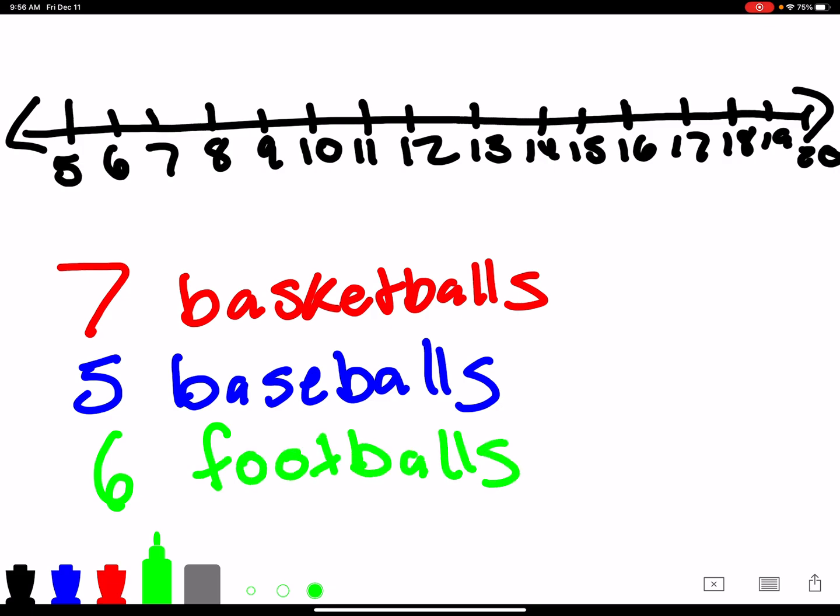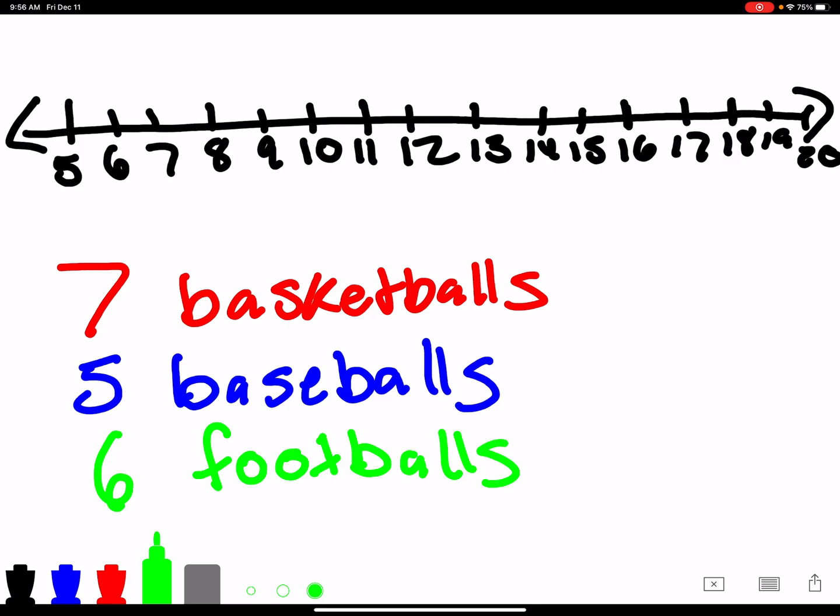How many balls do we have in all? You could also, you know how I showed you earlier how to add with 3-digit numbers, add the 2 lowest. So in this case, it's 5 and 6 because it's closer to 0. And then add 7, or we can use our number line.